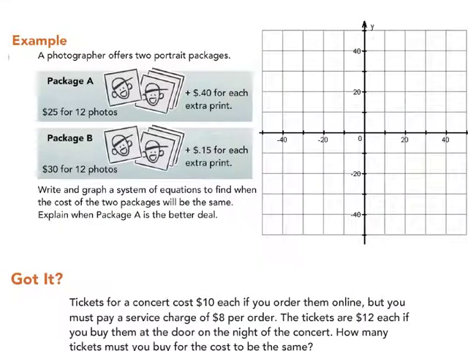This page has application problems on it. So the first one is about buying photographs. Package A is $25 for 12 photos, and then you have to pay 40 cents for each additional print. So the equation for this one would be y equals the $25 plus 40 cents for each additional print. So I'm going to say it's 0.4 for 40 cents times x, which is the number of prints that I buy.